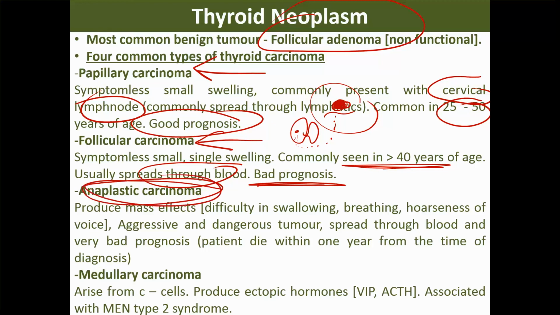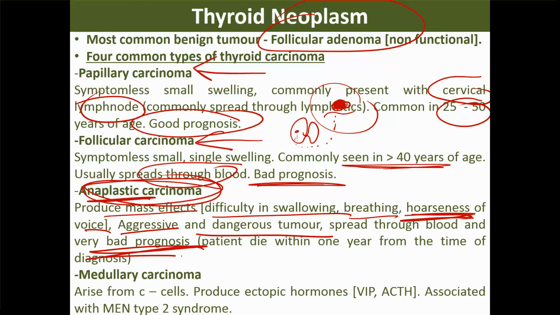The most dangerous of all is anaplastic carcinoma. It produces serious mass effect. It constricts the throat, produces difficulty in swallowing and difficulty in breathing, and involves the recurrent laryngeal nerve, producing hoarseness of voice. They are very aggressive and dangerous tumors. Whenever we use the word anaplasia, it means aggressive and dangerous, with a very, very bad prognosis. The patient dies within 1 year.